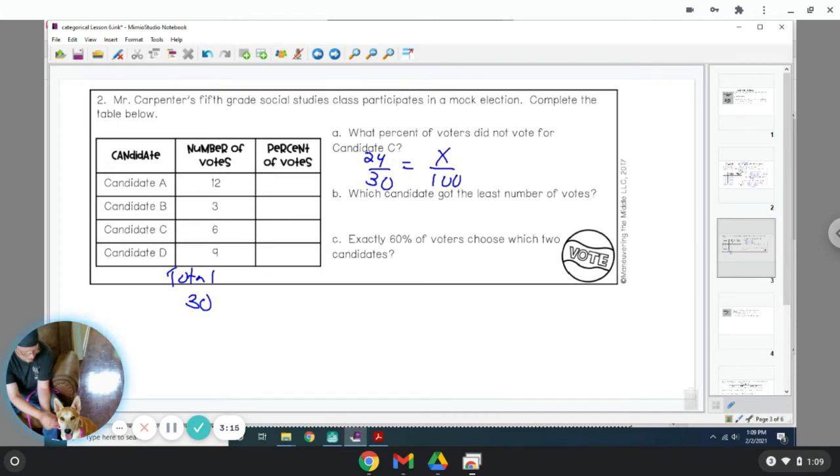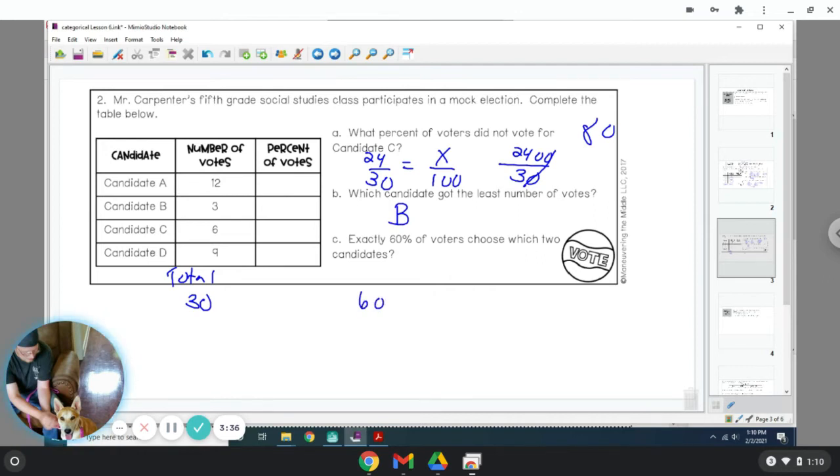So we're going to do 24 times 100, which is 2400. And then you're going to divide that by 30. You can actually cross off the zeros and just do 240 divided by 3, which is 80. So that means 80% did not vote for C. Which candidate got the least number of votes? That would be B.